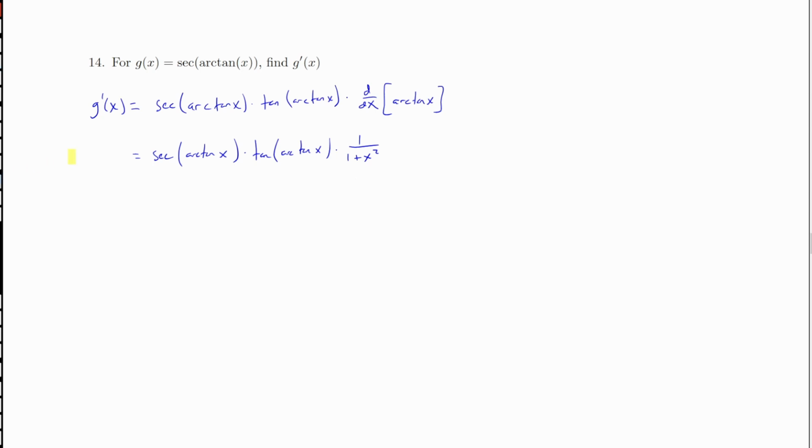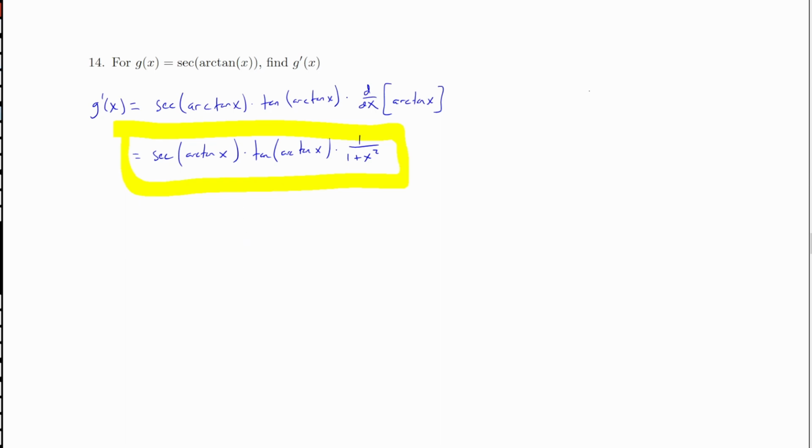Okay, so we could just call it there. We could say we're done. All right, but this simplifies a bit, right? For example, tangent of arctangent of x should simplify down to just x. Okay, maybe something funny happens over here too.